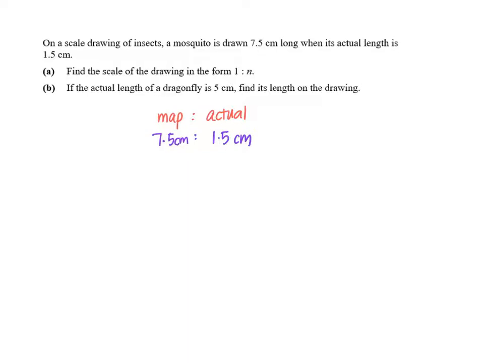From the mosquito itself, the drawing is an enlarged version. But my question now is to find 1 is to something. Are the units the same? Same, right? How to change 1 is to something? 1 cm. Divide by 7.5.